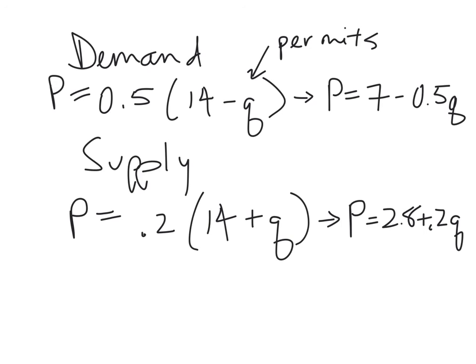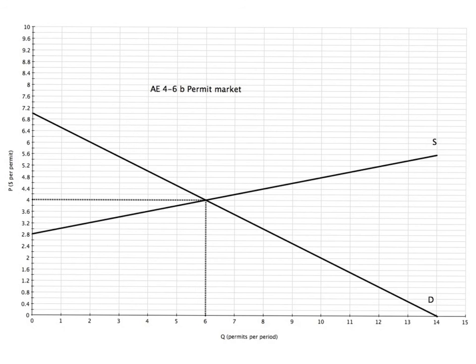So I've loaded that graph. Here it is. All right, so I've just mapped that 2.8 plus 0.2 times Q, and I've mapped that 7 minus 0.5 Q. And here I have the supply and demand for permits, and you see that the market clears at 6 permits exchanged, and at a price of 4.